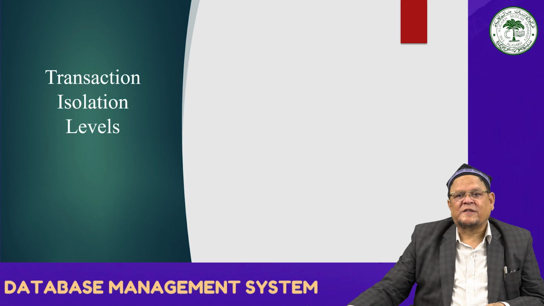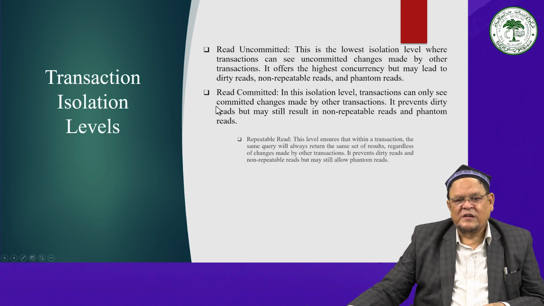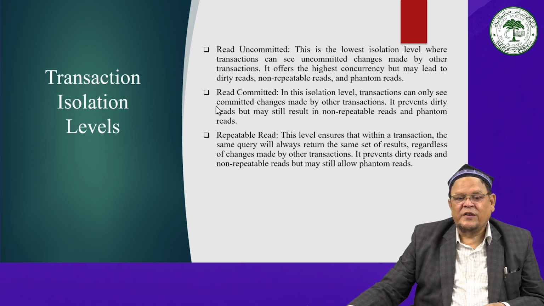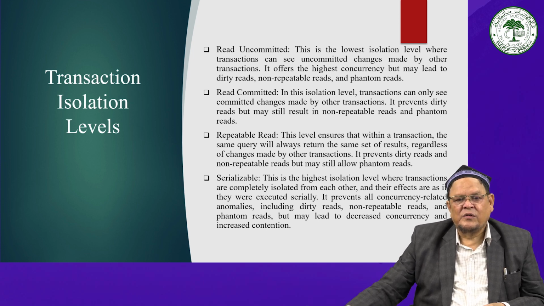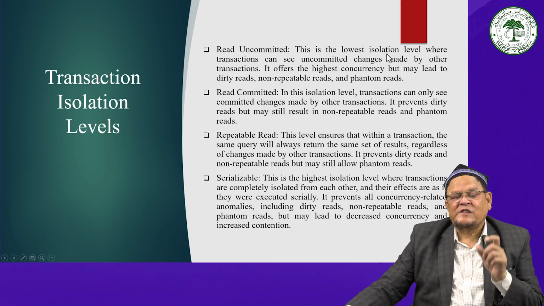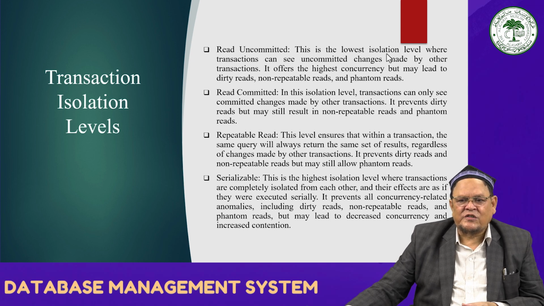Transaction isolation levels. There are four levels: read uncommitted, read committed, repeatable read, and serializable. Read uncommitted is the lowest isolation level, where a transaction can see uncommitted changes made by other transactions. It offers high concurrency but may lead to dirty reads, non-repeatable reads, and phantom reads.